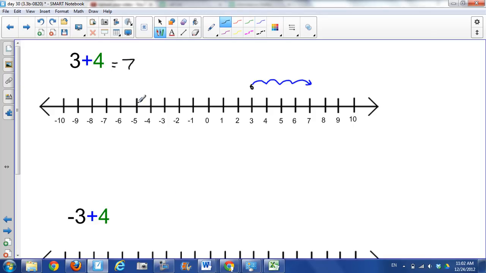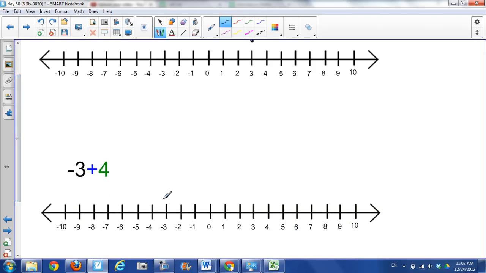-3 plus 4. Start at -3 this time. Add 4 means move to the right. 1, 2, 3, 4. And you end up at 1.